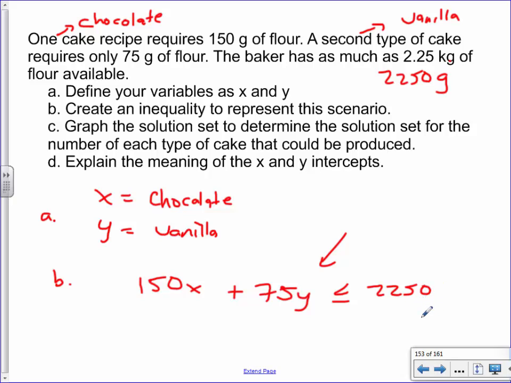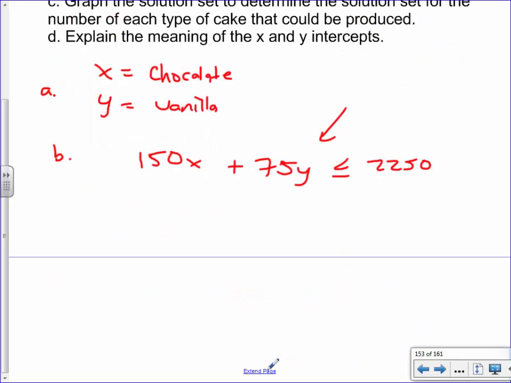Now I'm going to graph this, to try to represent a solution set. How do I graph something like this, though? Okay, so first use an equal sign. So make it 150x plus 75y equals 2250.